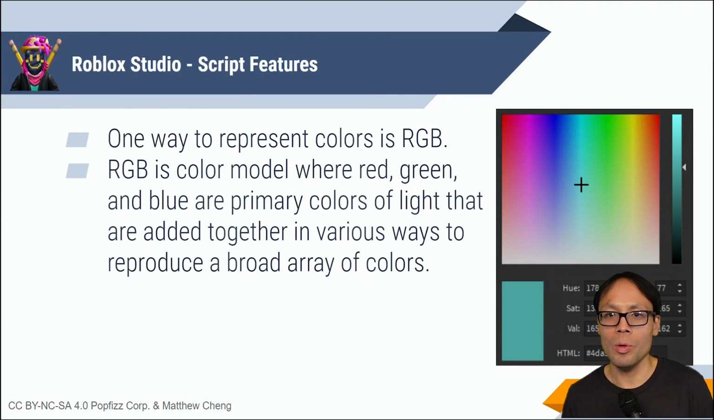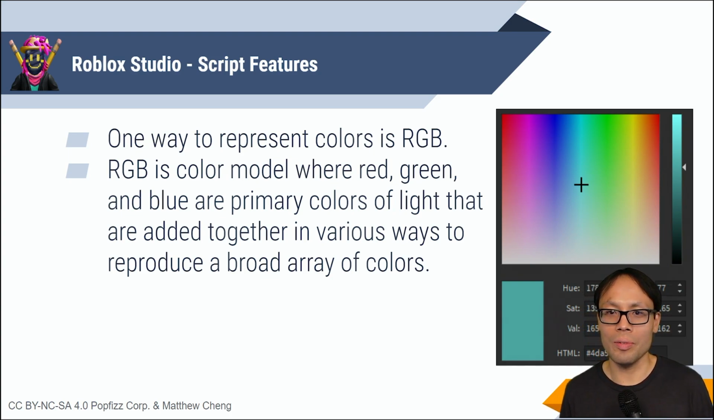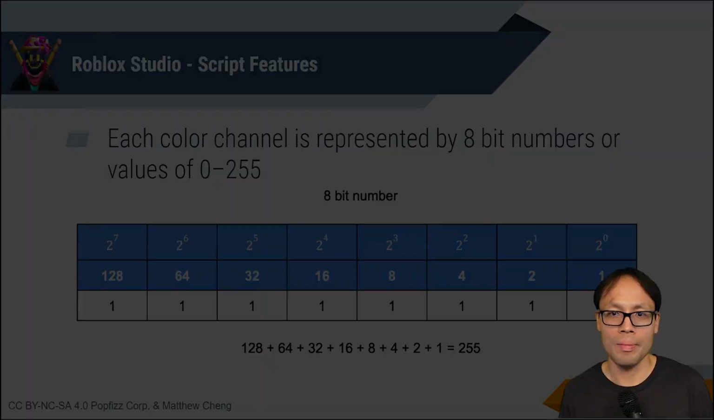All right, now one way to represent colors is through RGB. RGB is a color model where red, green, and blue are the primary colors of light that are added together in various ways to reproduce a broad array of colors. Now, each color channel is represented by 8 bits, which means that they have values from 0 to 255.